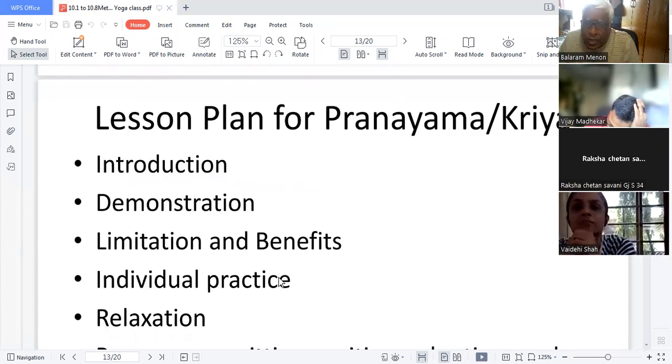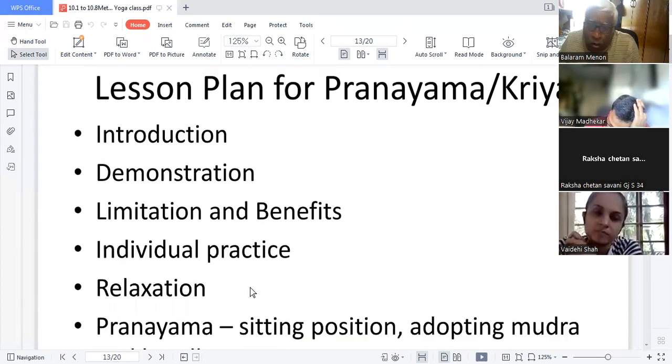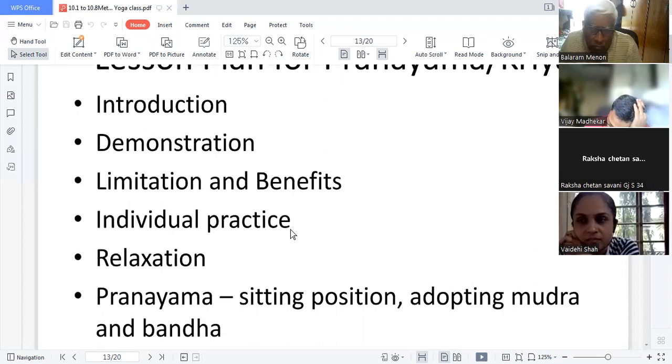Individual practices, relaxation. After pranayama, we go for relaxation. So this is a usual one hour, one and a half hour module. It should be there. In the one and a half hour module, there is never a full Shavasana, but Shavasana in between the asanas has to be taken. A slight rest in Makarasana or lying down posture.